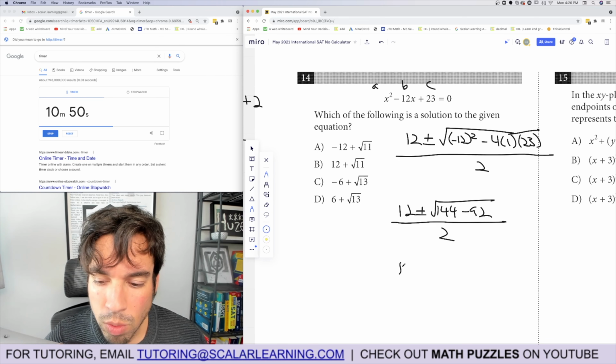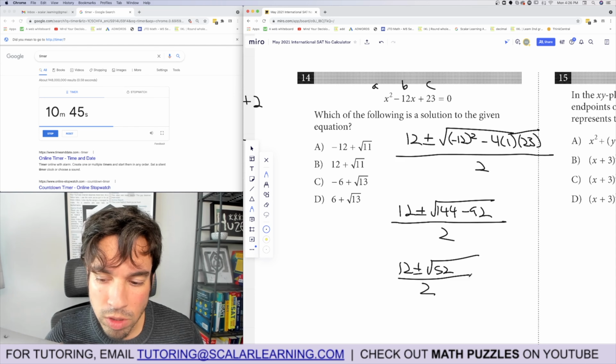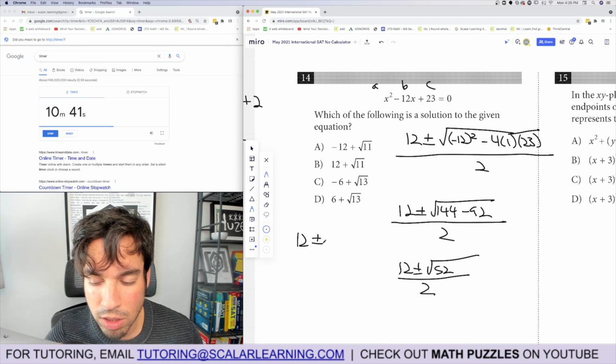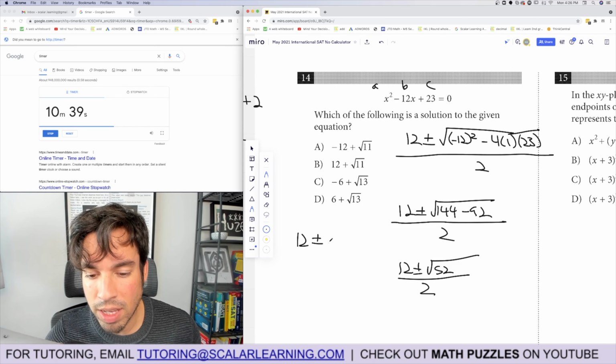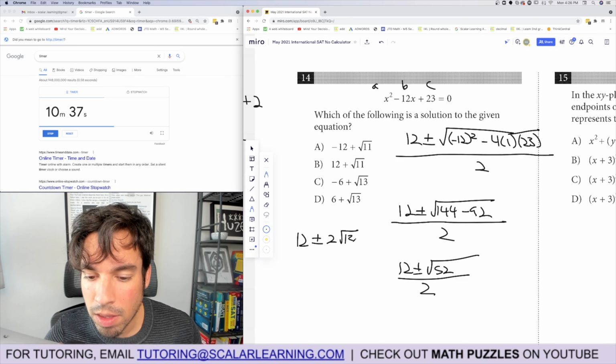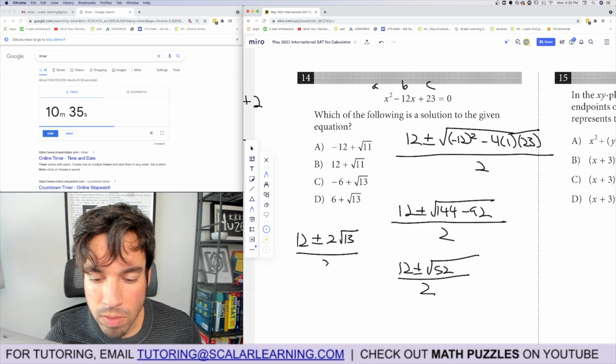12 plus or minus square root of 52 over 2. Simplify that radical. That's 4 times 13, so I can take the square root of 4 and pull that out. That's 2 rad 13. And now I can divide everything by 2, and it's 6 plus or minus rad 13, and that's the winner.